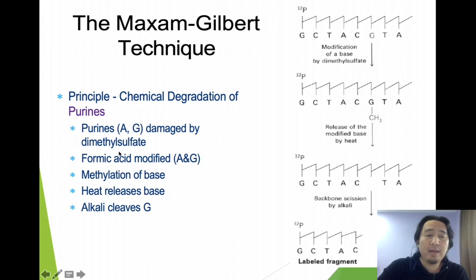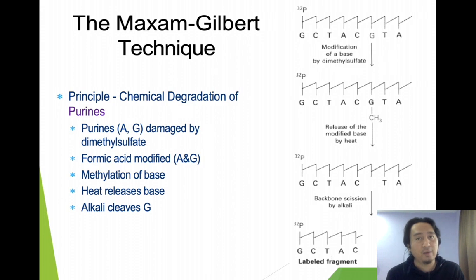DMS usually recognizes G, and occasionally it can also recognize A. But formic acid will modify both A and G. You get what I mean? It means that if you use DMS, usually it will modify only G, and sometimes it can modify A as well. But if you use formic acid, it can modify both A and G.